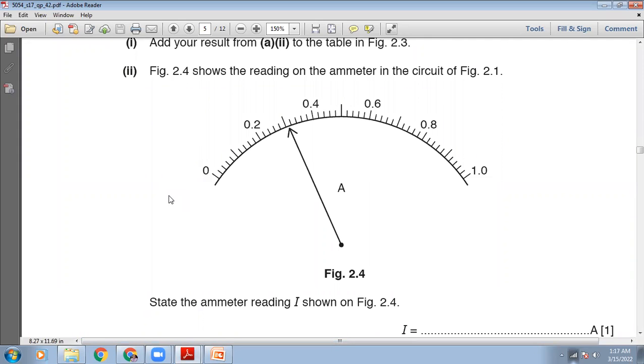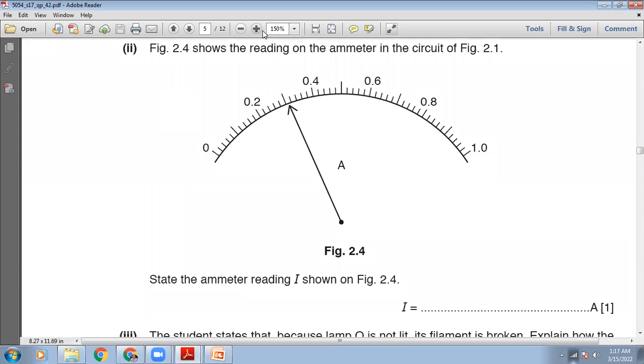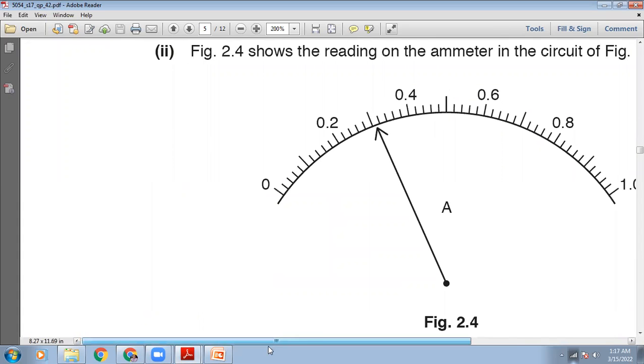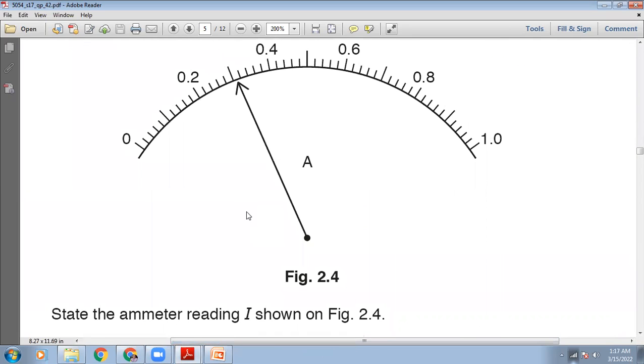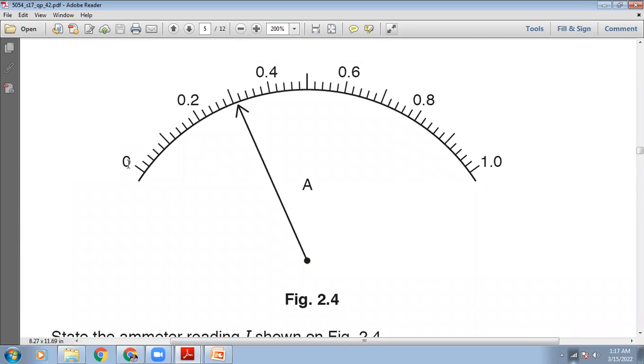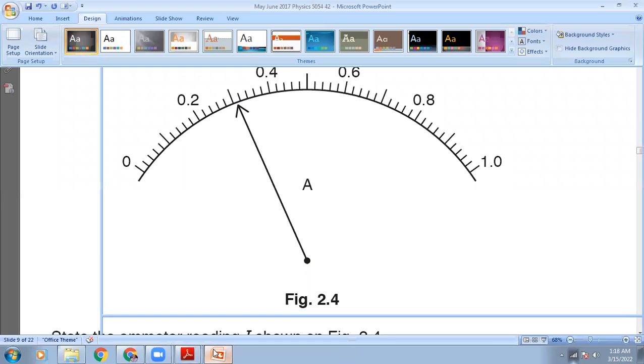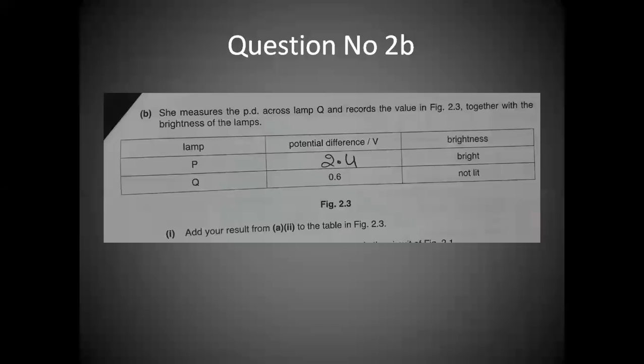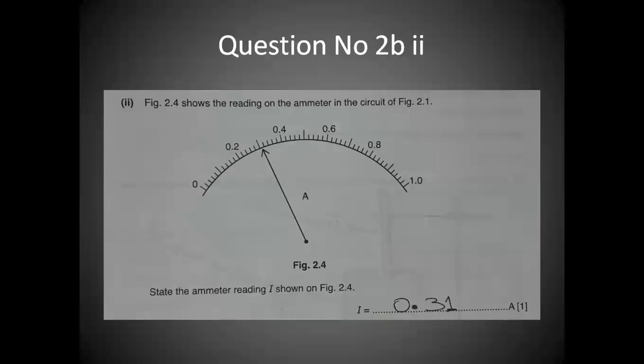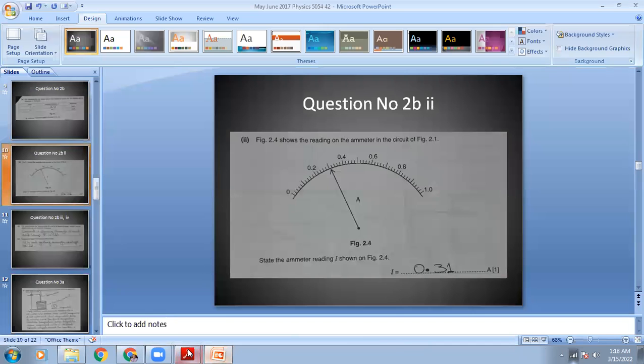Figure 2.4 shows the reading on the ammeter. So here we go. The reading on the ammeter is showing. State the ammeter reading. So this is 0.0, sorry, 0.1, 0.2, 0.3, and this is 0.4. So this is 0.32, 0.34. So the pointer is at 0.31. So the reading is 0.31. Let me show you. The reading is 0.31 ampere. Okay.